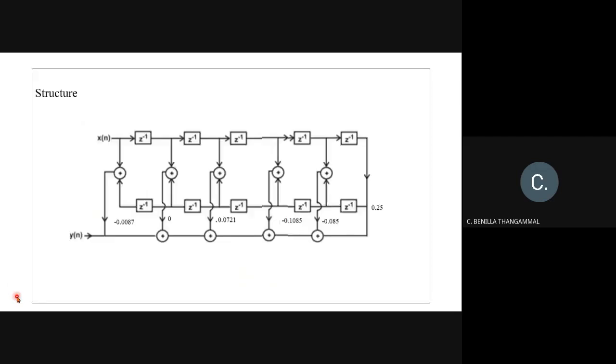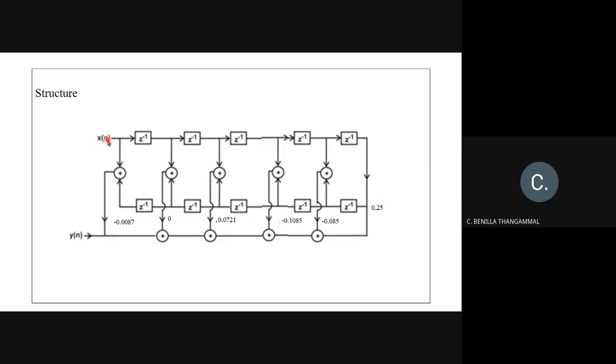Next is to draw the structure. The structure is a linear phase structure. The number of samples is 11, that is 0 to 10. So 0 to 10, 10 delays should be there. So 5 delays in the upper section and 5 delays in the lower section. And these are z power minus 1, minus 2, minus 3, minus 4, minus 5, minus 6, minus 7, minus 8, minus 9, and minus 10.